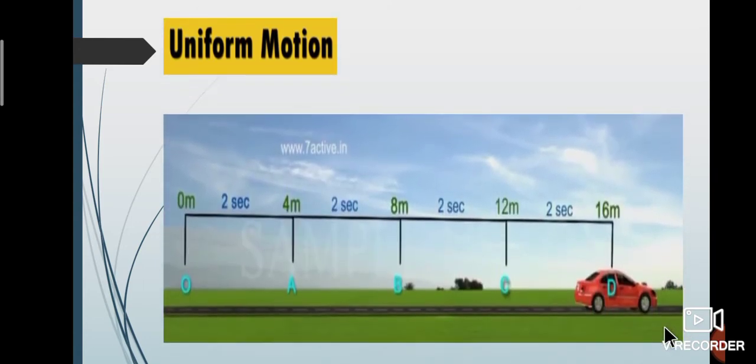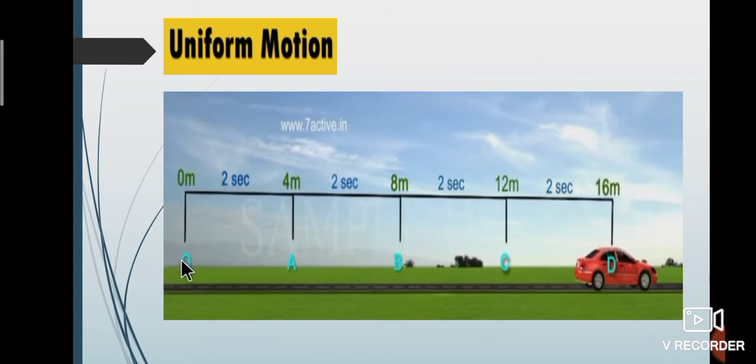Let us see some examples of uniform motion. Consider a car moving from one position to another, about 16 meters distance in 8 seconds. Here, the car starts from origin O and every 2 seconds it reaches one point, that is A, B, C points. At last, the car reaches point D at 16 meters distance in 8 seconds with equal time intervals of 2 seconds. This type of motion is called uniform motion.